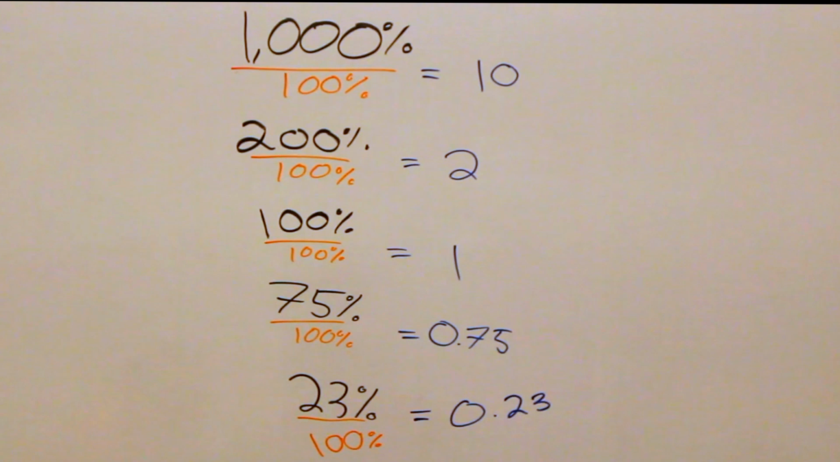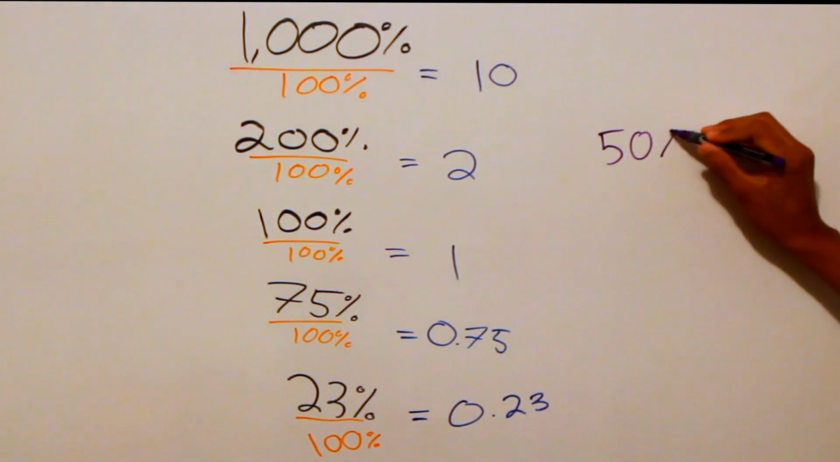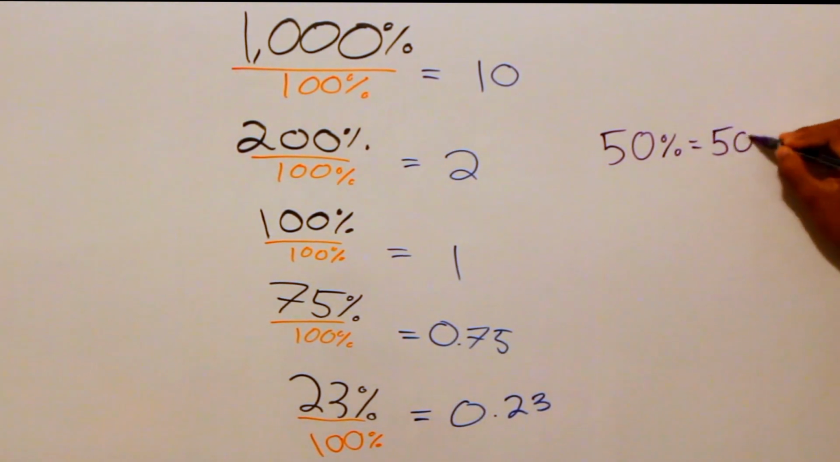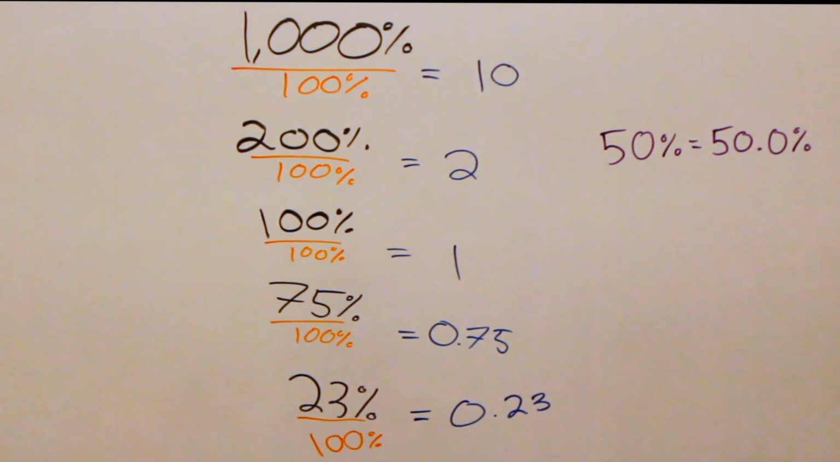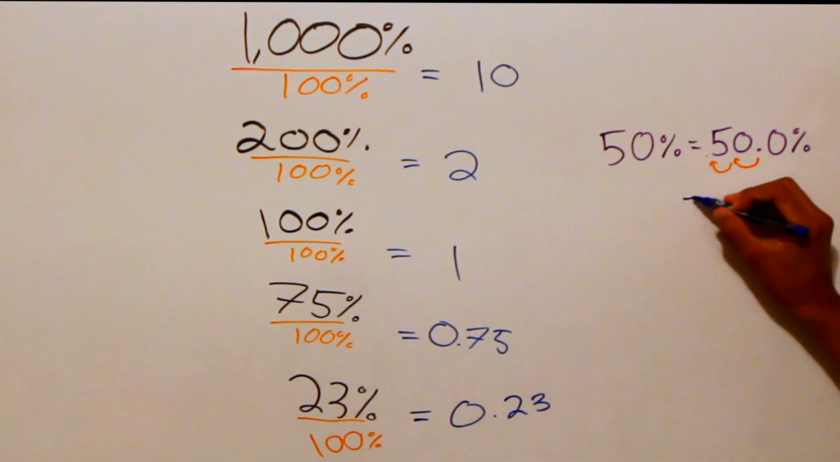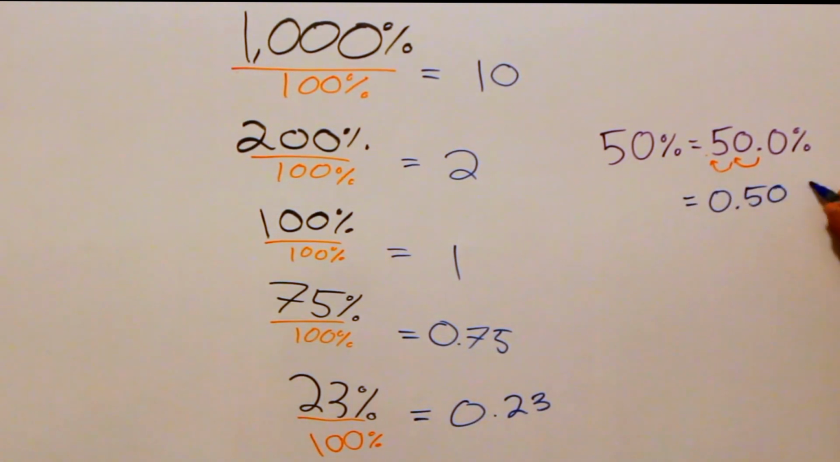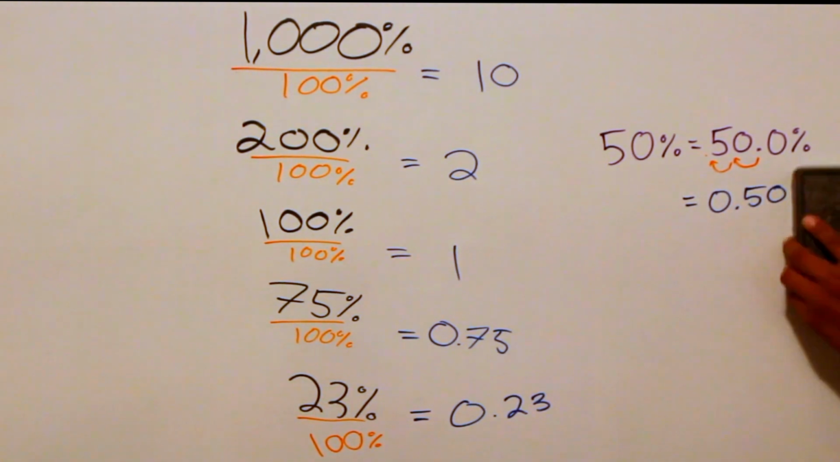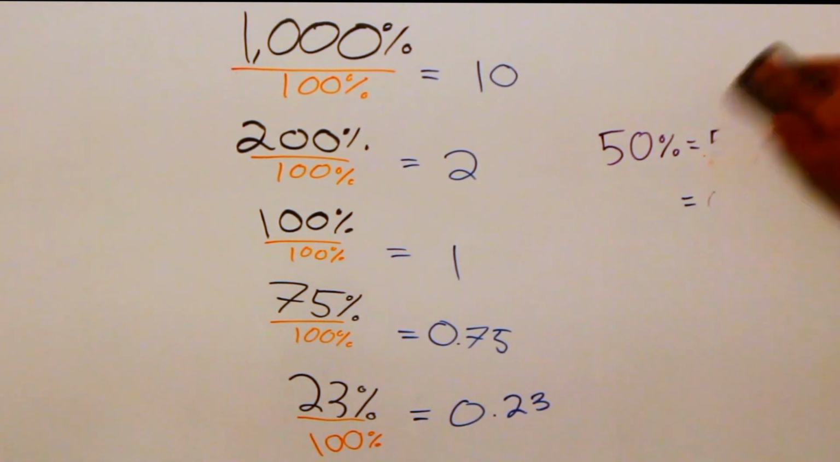If you don't like dividing numbers, let me show you a shortcut where you don't have to divide. Let's say we have to convert 50% to a decimal. First, we write the 50% with the decimal. Then we move the decimal 2 places to the left. Remember to take away the percentage sign and we end up with 0.5.